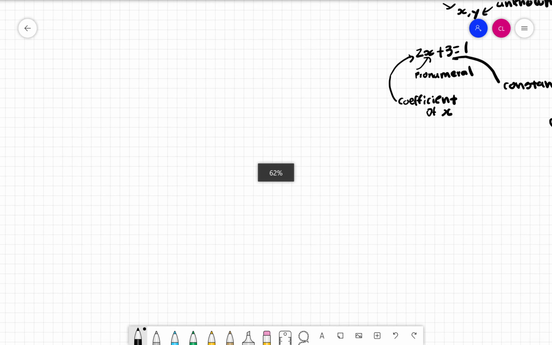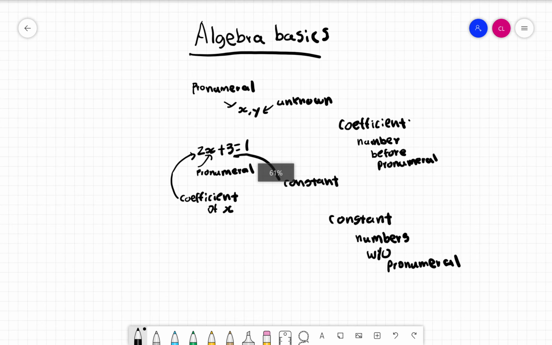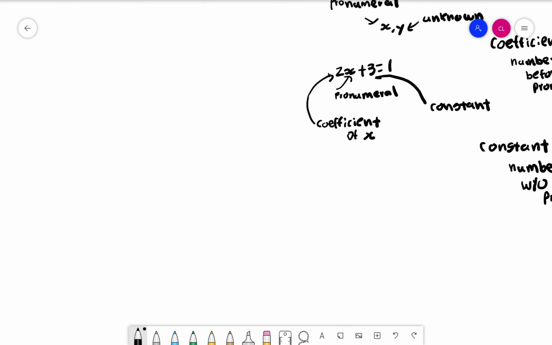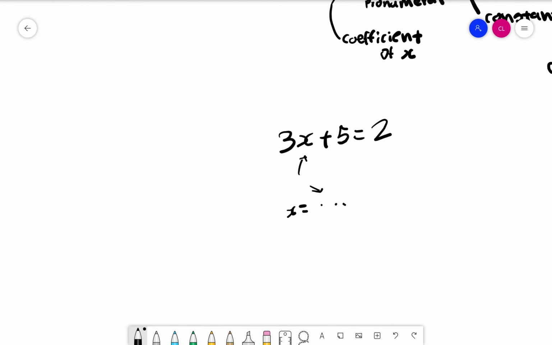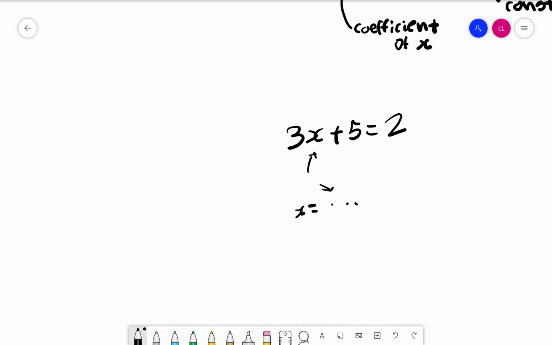So now let's look at, say, something like 3x plus 5 equals 2 or something like that, right? So how would you solve that? So basically you would want to make x the subject, so you want to isolate x to one side. That would make your life easier. So how do we do that?